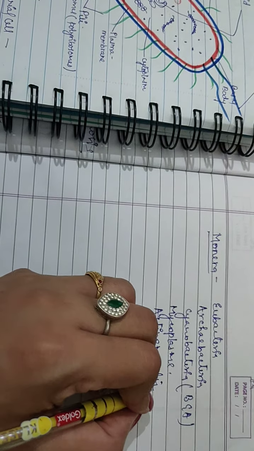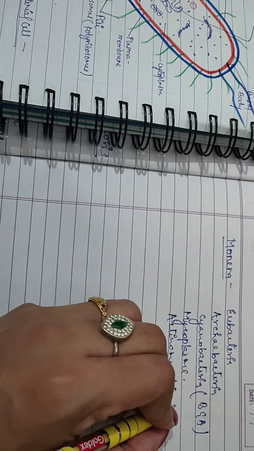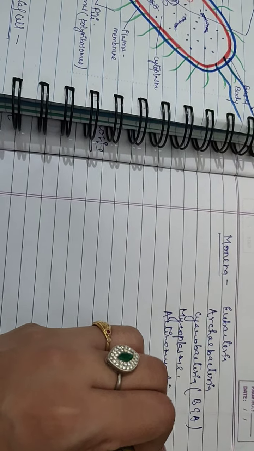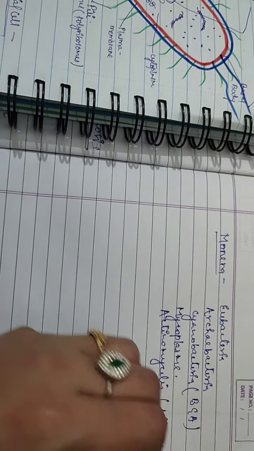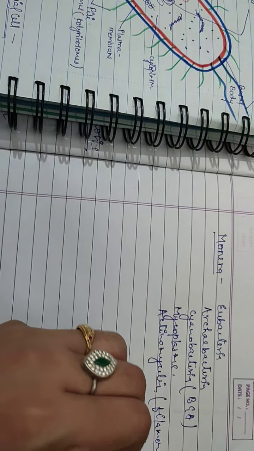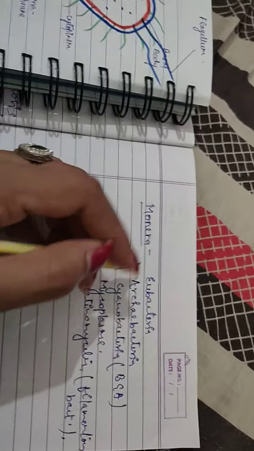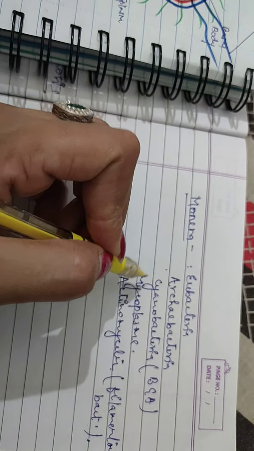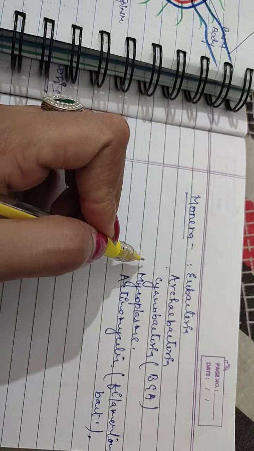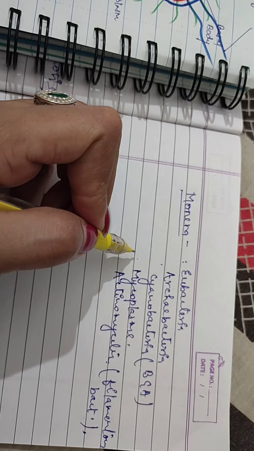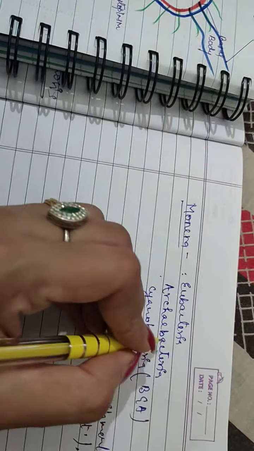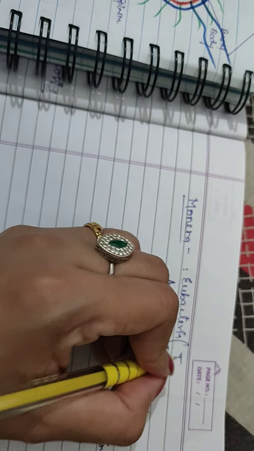Actinomycetes, they look like fungus. They are also known as filamentous bacteria. So there are five groups: Eubacteria, Archaebacteria, Cyanobacteria, Mycoplasma and Actinomycetes. So Eubacteria, it is also known as true bacteria.